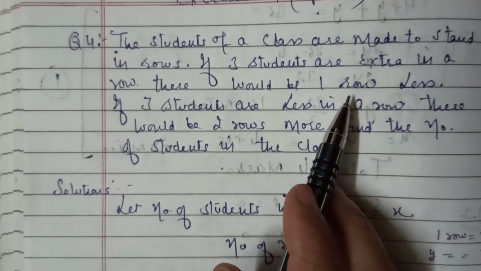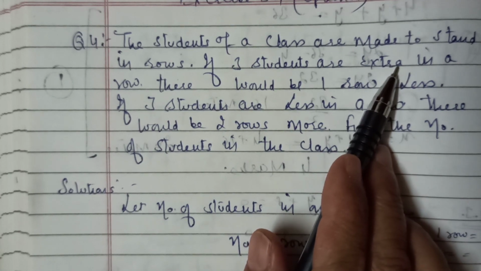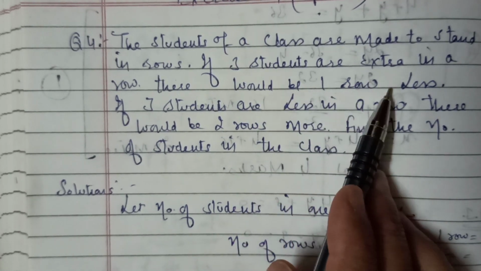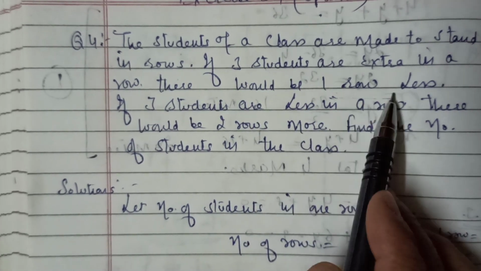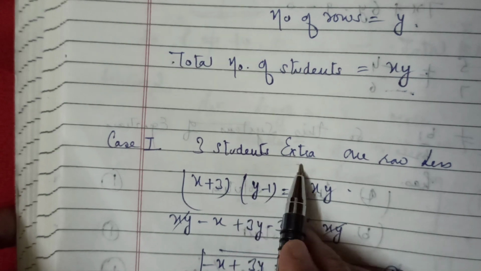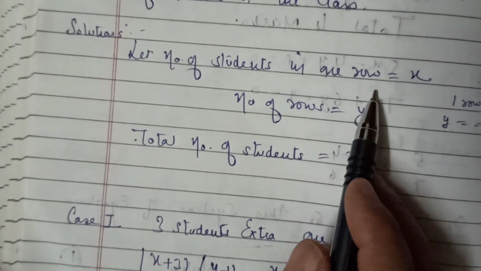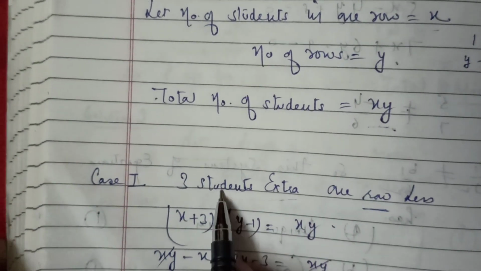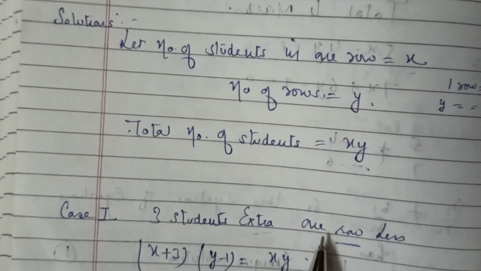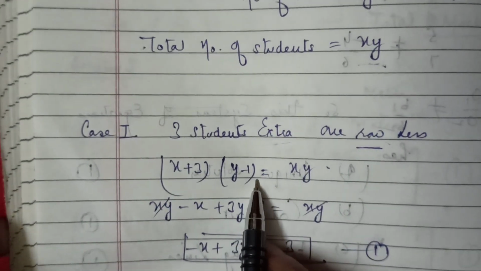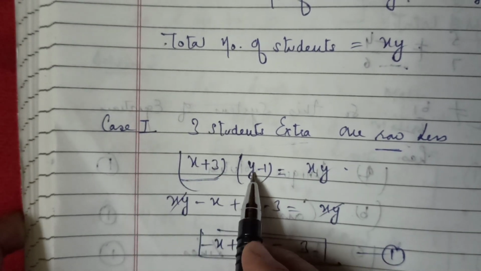Now come to case 1. First line. If 3 students are extra in a row, there would be 1 row less. 3 students extra, 1 row less. The number of students was x, 3 extra, so x plus 3. The rows are y, 1 row less, so y minus 1. This is the new case, 3 students extra, 1 row less.